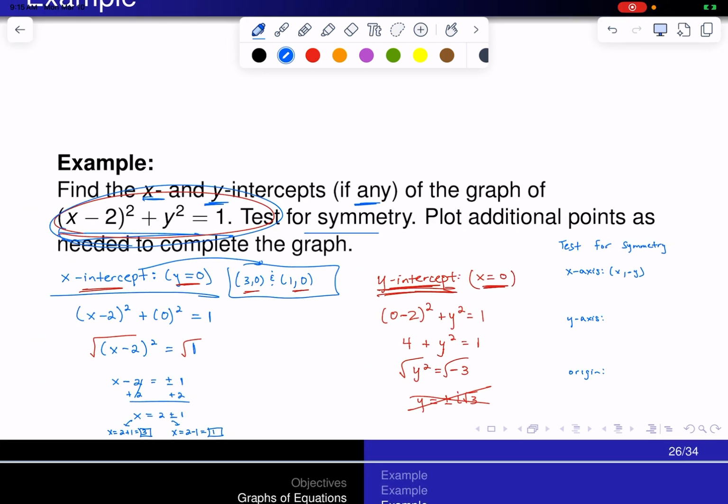And this is how you do the MyOpenMath. Now, Elle asked if she could use the calculator and cheat on the MyOpenMath. You can, but on my test, you have to show the work. So you can check it with the calculator, but you got to show the work to verify that it works algebraically.